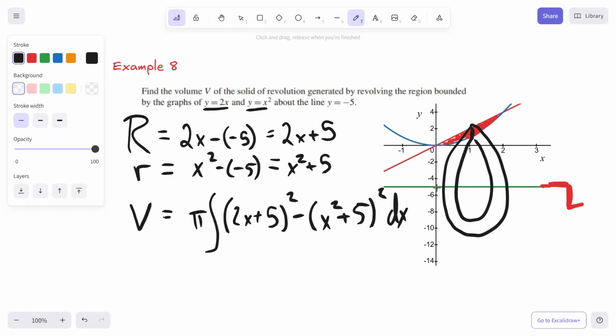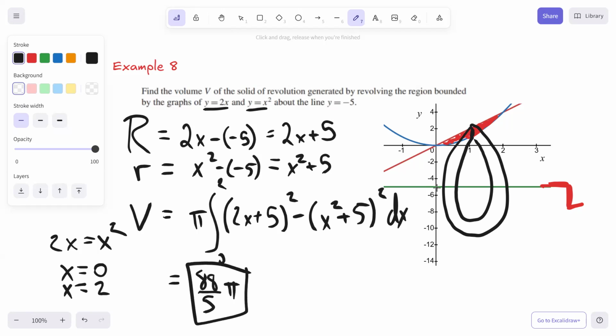Now we need to get the limits. The limits would just be 2x equals x squared, which is going to give you x equals 0 and x equals 2. Okay, so from 0 to 2. All right, so you could FOIL those both out, and be careful when you FOIL the x squared plus 5. You're going to subtract all of that. At the end of the day, when all the smoke clears, you would have 88/5 pi for our answer for this one.